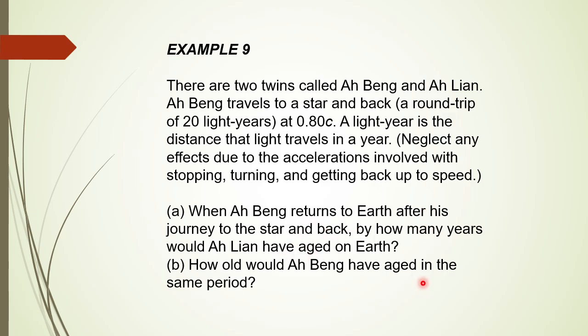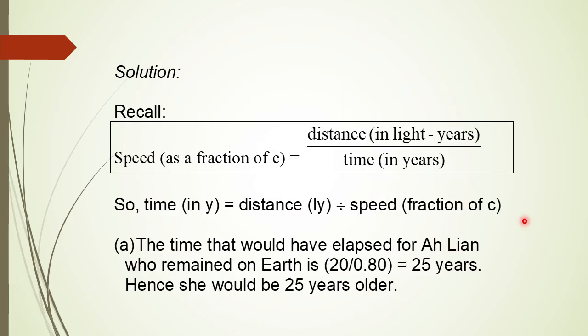And the trip that he takes is a round trip of 20 light years, and he's traveling at 0.8 c, right? And how long would he have aged in the same period? So let's do some calculation. So speed is distance over time. So the time in years will be the distance in light years divided by the fraction of c. So the time will be 25 years, right?